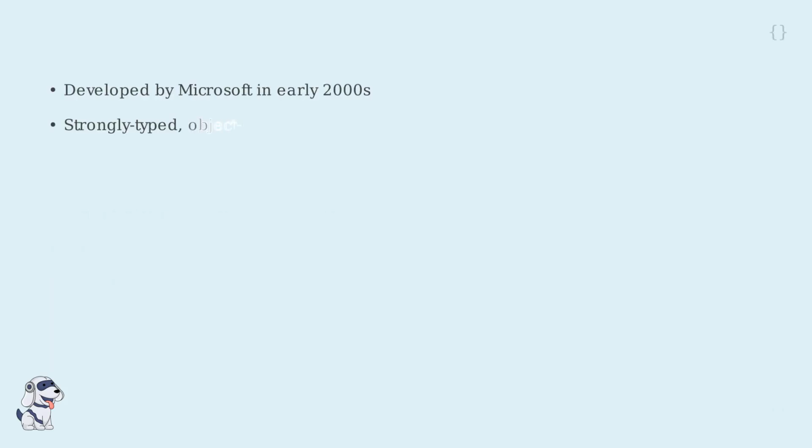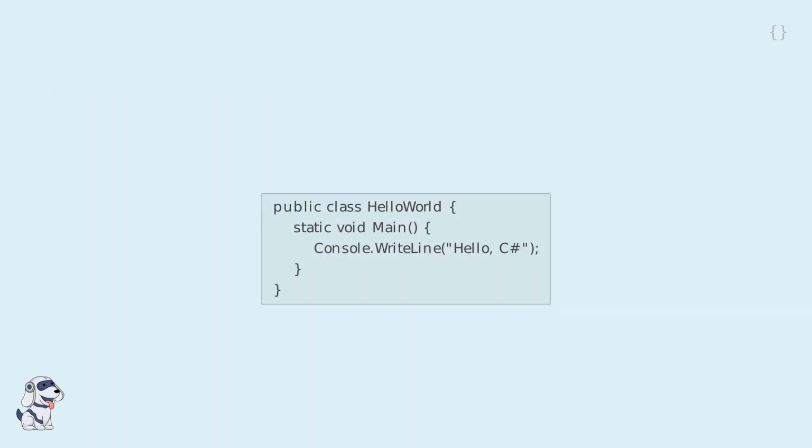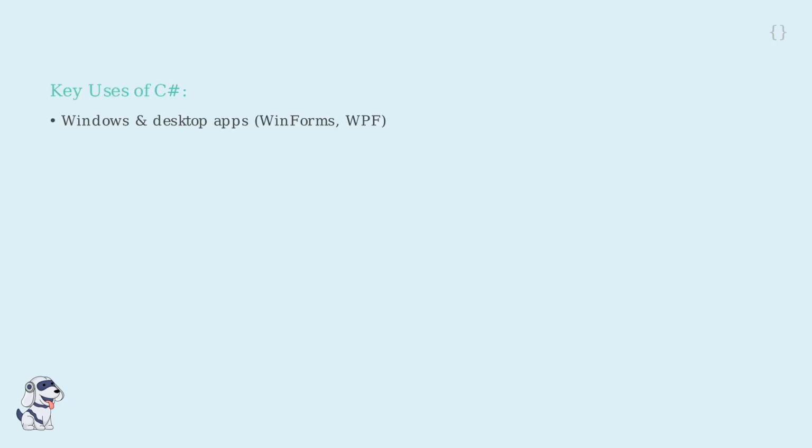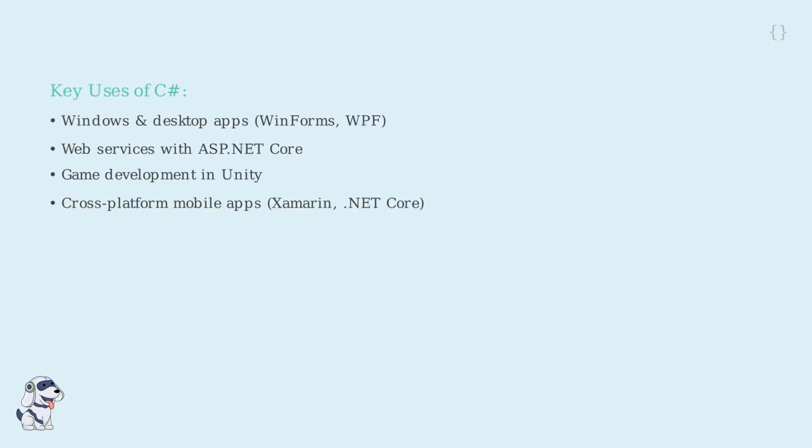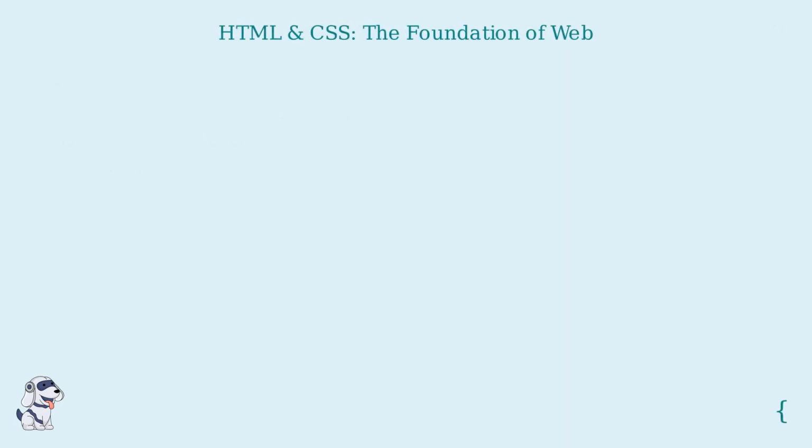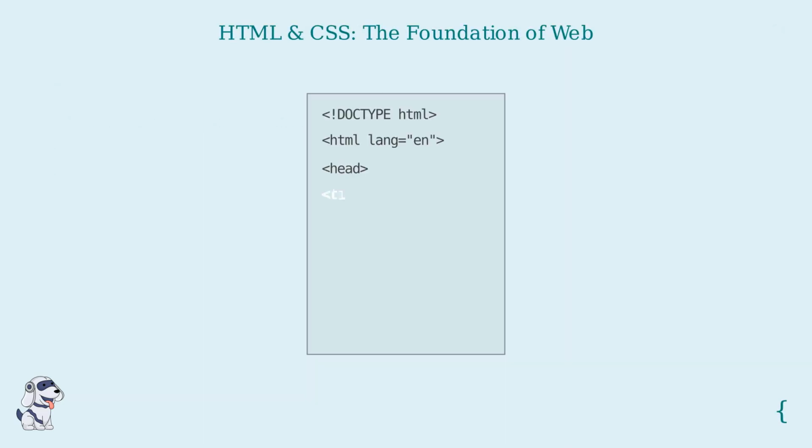C# is a modern, strongly typed, object-oriented language developed by Microsoft as part of the cross-platform .NET ecosystem. Here's a simple C# program that prints Hello C# to the console. C# is widely used for Windows desktop applications, building scalable web services, game development in Unity, and creating cross-platform mobile apps.